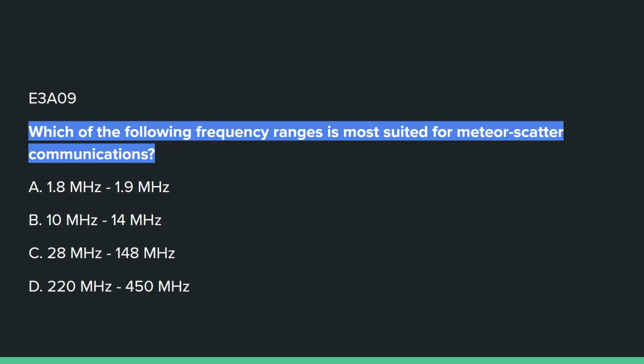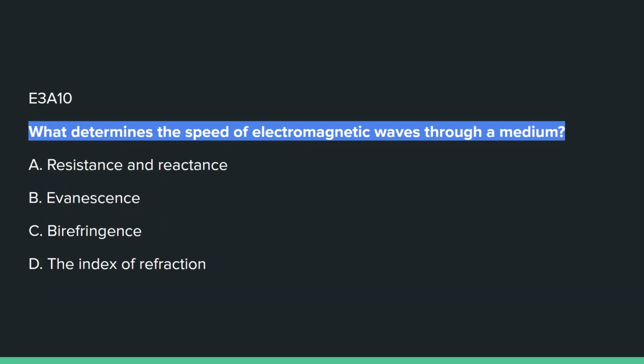E3A09, which of the following frequency ranges is most suited for meteor scatter communications? C, 28 MHz to 148 MHz. E3A10, what determines the speed of electromagnetic waves through a medium? D, the index of refraction.